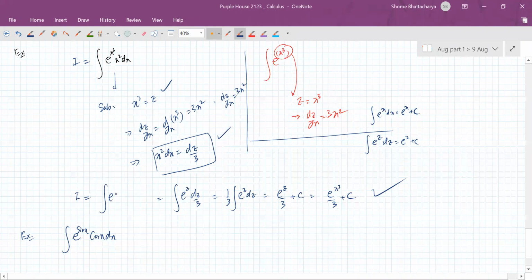So when I substitute in this integration, e raised power x cube into x square dx, I'm substituting x cube as z, and this whole term I'm substituting as dz by 3. By 3. Okay.